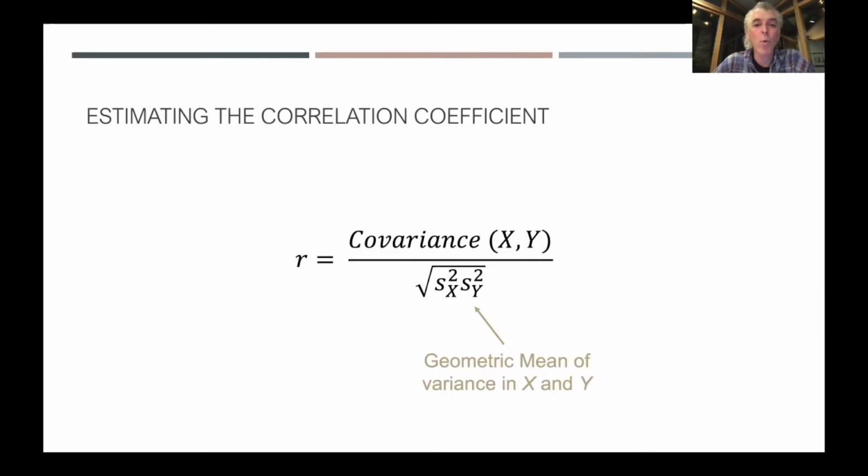So how can we quantify our correlation coefficient then? Well, the correlation coefficient is equal to the covariance between our two measurements divided by the geometric mean of the variance in X and the variance in Y. And what I mean by the geometric mean is simply the two variances multiplied together, and we simply then take the square root of the product of those two variances.